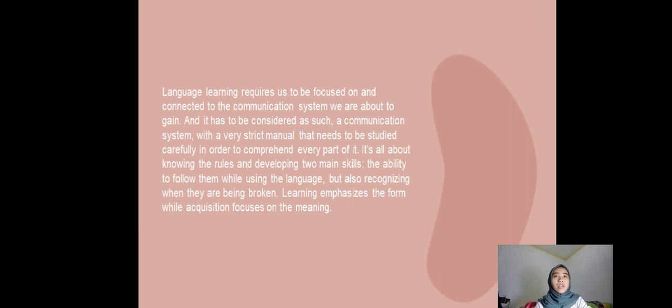And then language learning requires us to be focused on and connected to the communication system we are about to gain, and it has to be considered as such a communication system with a very strict manual that needs to be studied carefully in order to comprehend every part of it. It's all about knowing the rules and developing two main skills: the ability to follow them while using the language, but also to recognize when they are being broken. Learning emphasizes the form while acquisition focuses on the meaning.